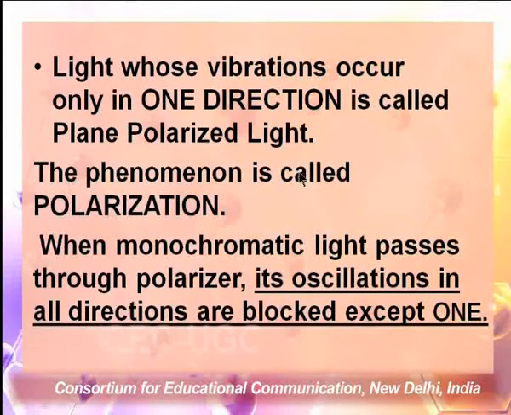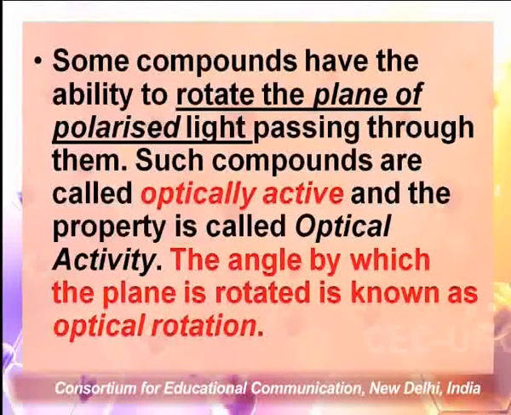So when we pass this monochromatic light through a polarizer, what happens? Its oscillations in all the directions are blocked except one, and we find that the waves are oscillating only in one direction.